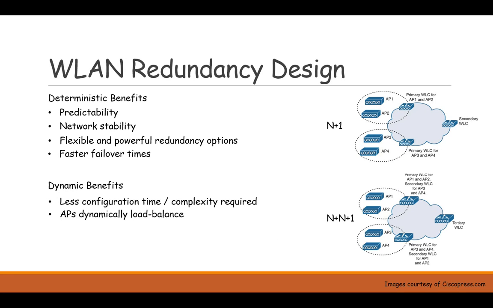And having multiple wireless controllers leads me into the next slide of wireless LAN redundancy. There's two methods you can take to wireless controller redundancy design, and that's deterministic and dynamic. Basically, this means that you can either plan out and manually configure what wireless controller each access point will associate with to begin with and what controller they'll fail over to in the event that their primary fails. Or you can just hook it all up and leave it to the algorithms to decide what happens.